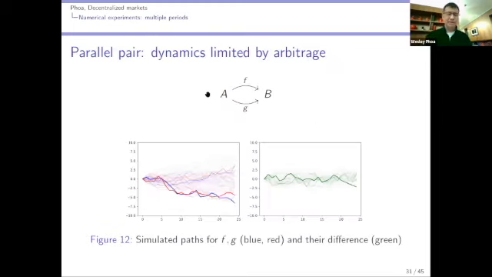Okay, so what happens when arbitrage is possible? The simplest example is two parallel arrows. And what you can see here on the left is a bunch of simulated paths for F and G.